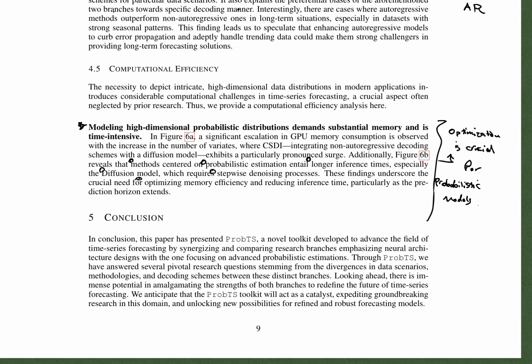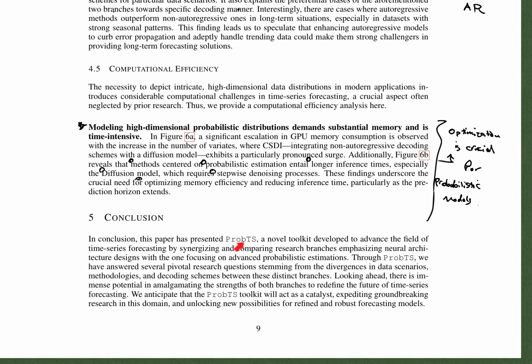Next, they discuss computational efficiency, and the main result is modeling high dimensional probabilistic distributions demands substantial memory and is time intensive. So again, the thing they find out is that optimization especially is crucial for cases where you're dealing with probabilistic models, such as diffusion models and things as such. And those would require additional computation power, which might not be an optimal choice given the data set, given the size, given the task, and so on.